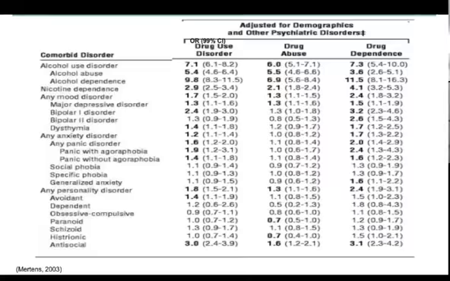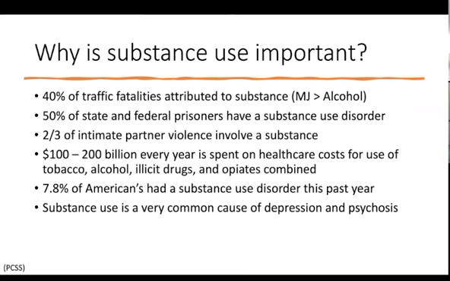Oops, okay, we'll go back. So why is substance use important? Other than traumatic brain injuries, this is the other killer of the young, really. 40% of traffic fatalities are attributed to substance. And surprisingly, if I was going to ask you, what is the most common substance implicated in traffic fatalities? It's actually marijuana. And it's probably only going to be increasingly prevalent now that marijuana is becoming legalized in other states. So marijuana is actually greater than alcohol.